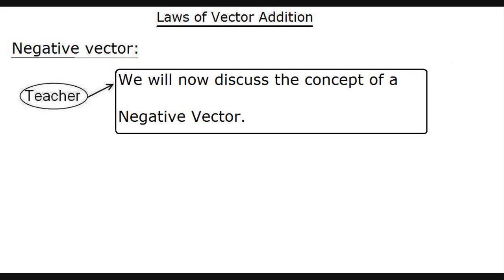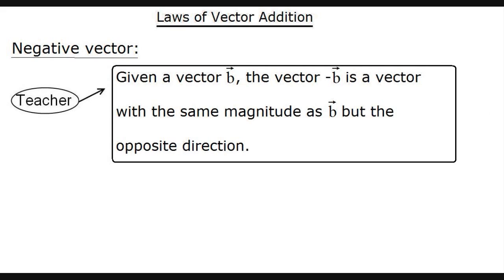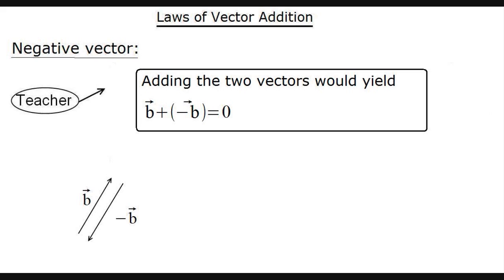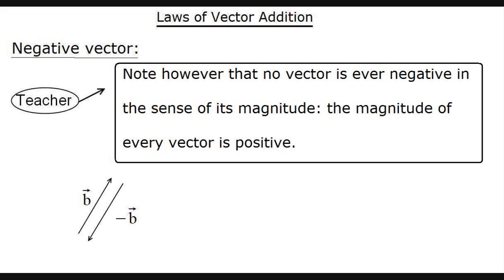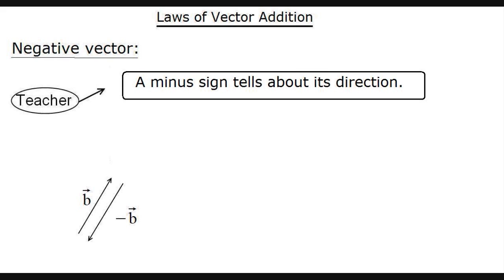We will now discuss the concept of a negative vector. Given a vector b bar, the vector minus b bar is a vector with the same magnitude as b bar, but the opposite direction. Adding the two vectors would yield b bar plus minus b bar, which is equal to 0. Note, however, that no vector is ever negative in the sense of its magnitude. The magnitude of every vector is positive. A minus sign tells about its direction.